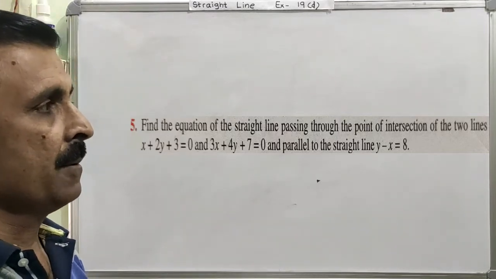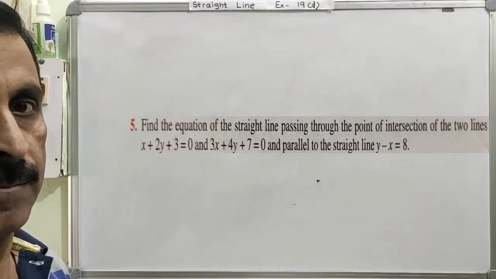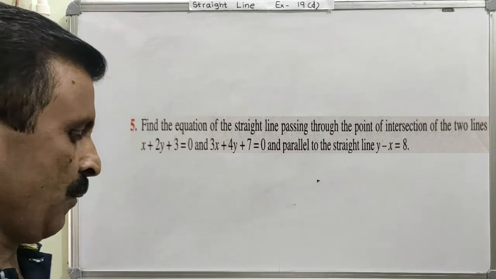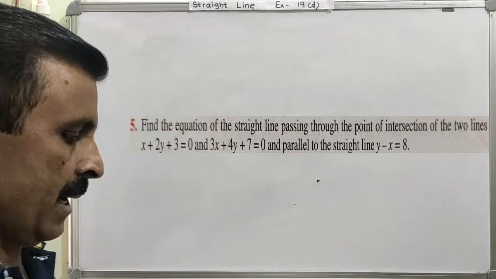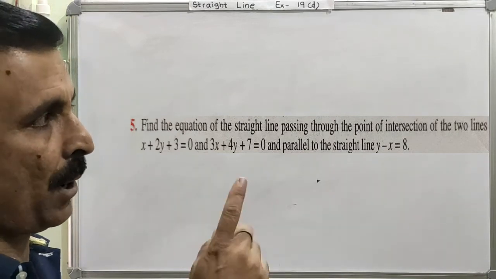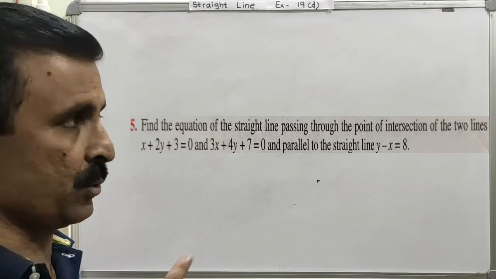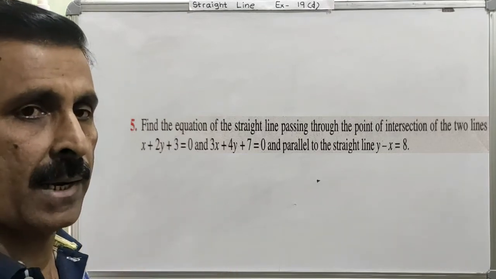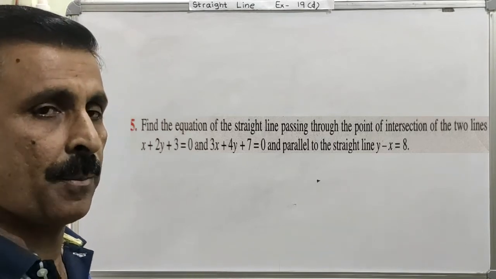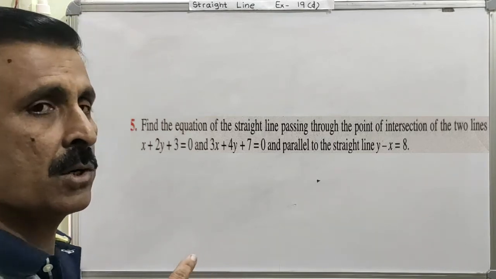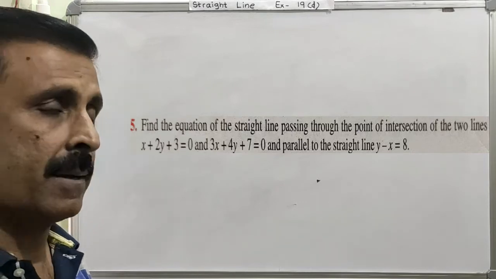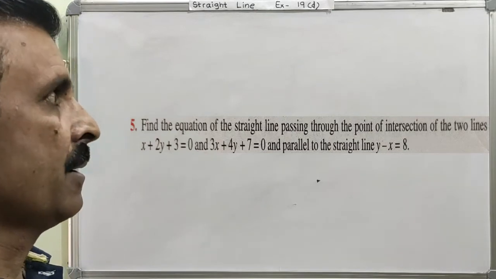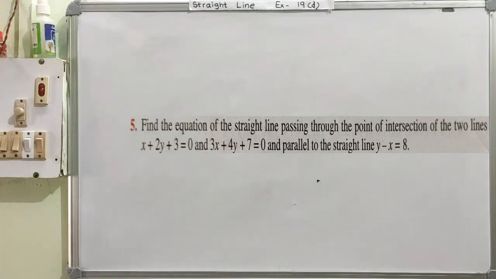The question is that we have two lines, right? Now the question is to find a line which passes through the point of intersection of the two lines, the two equations that are given. Write the equation of a line which passes through the point of intersection of the two lines. Clear? And it is also parallel to a third line. Is this okay?